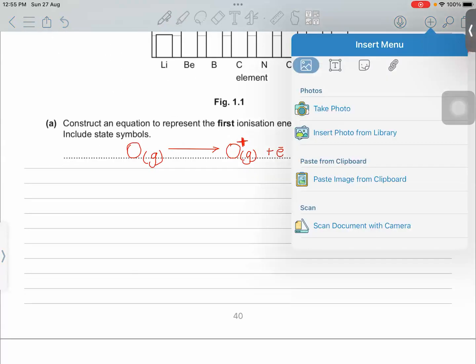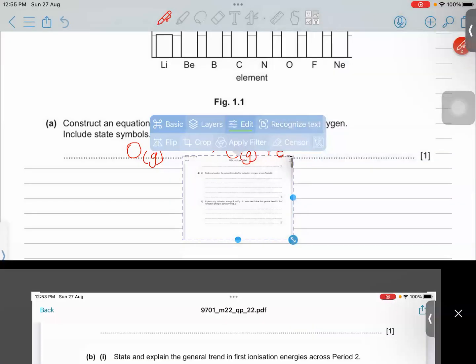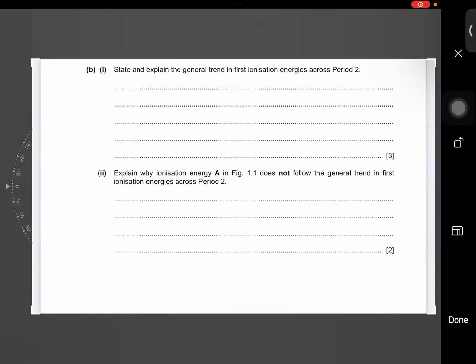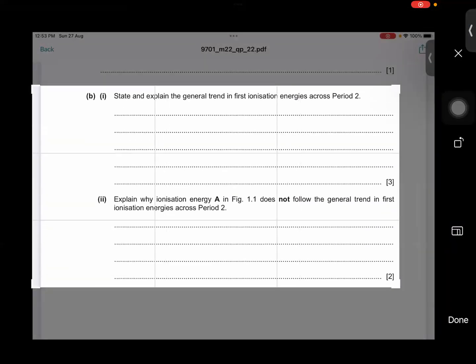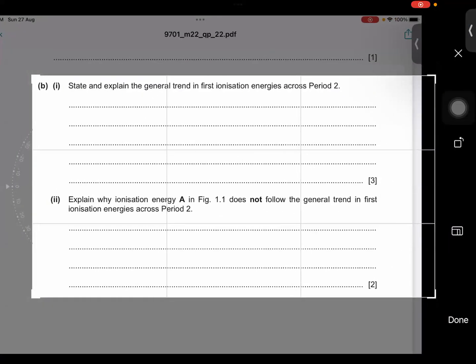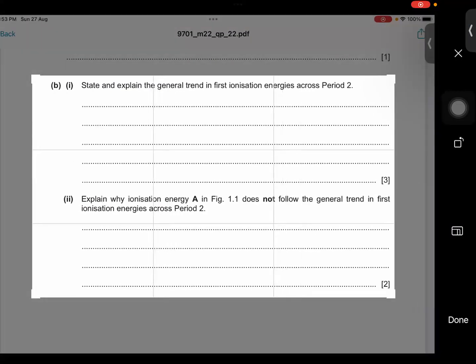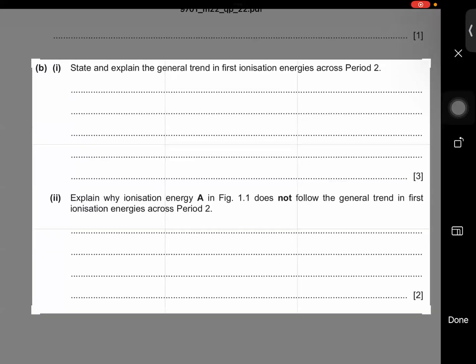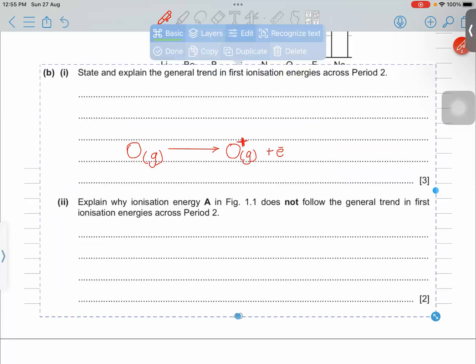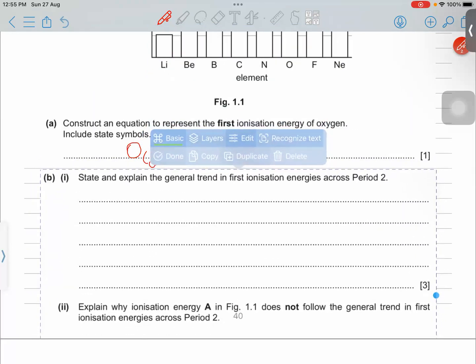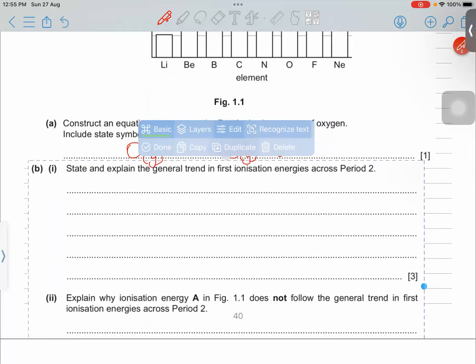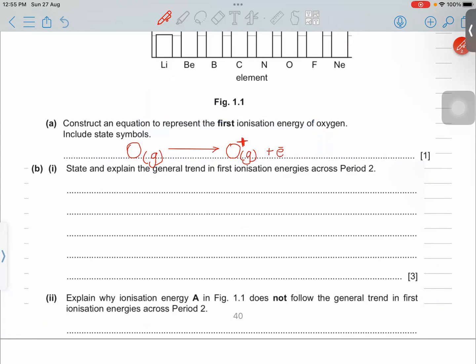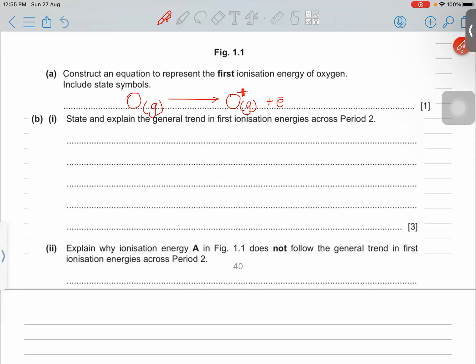Now question number 1, part 2. Explain the general trend of first ionization energy across period 2. State and explain the general trend in first ionization energy across the period. This is for 3 marks. Anyone? 3 different points across the period.